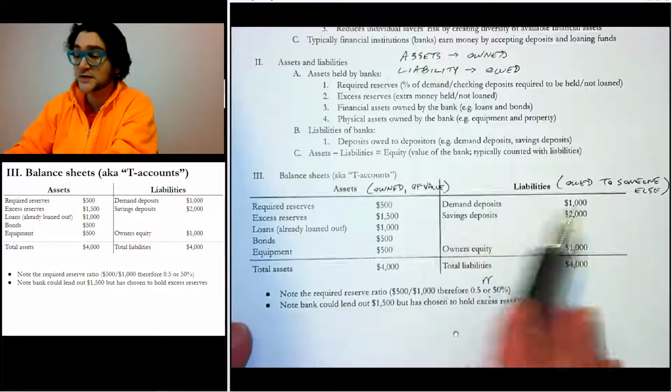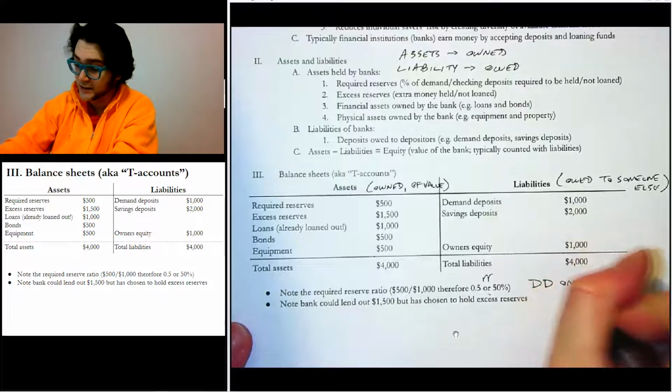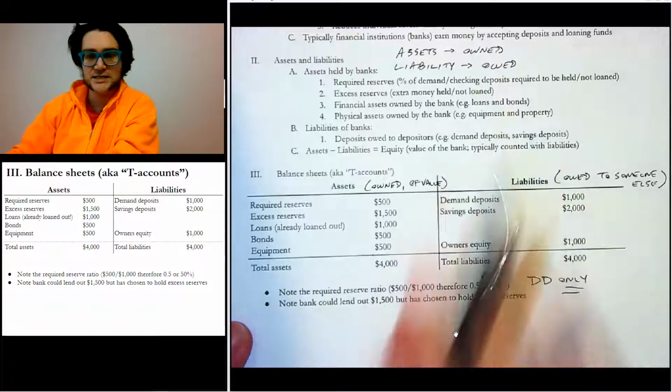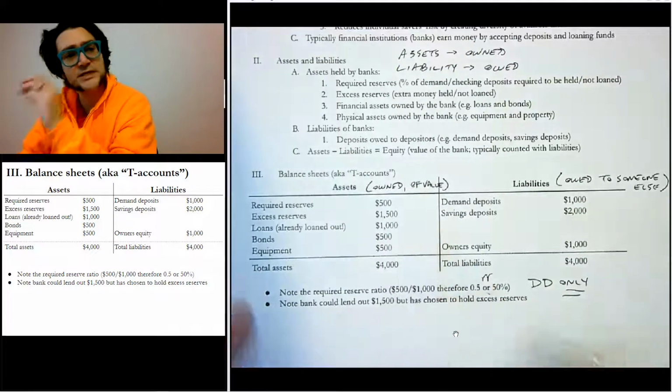And what is it 50% of? It's of the demand deposits only, right? Demand deposits only. Many times students want to add up a bunch of things on this side. It's just the amount of checking account deposits that the bank has, and it's a percentage of those that the bank has to hold.